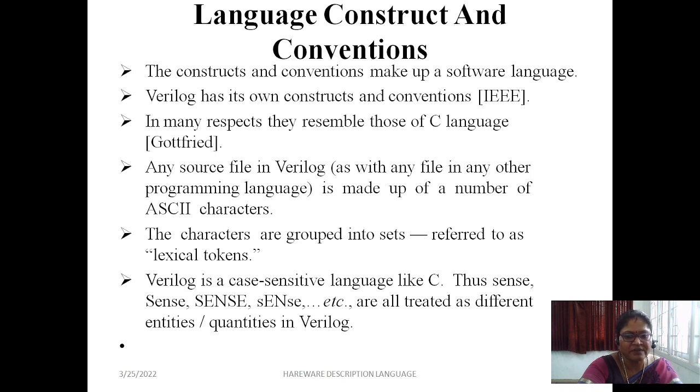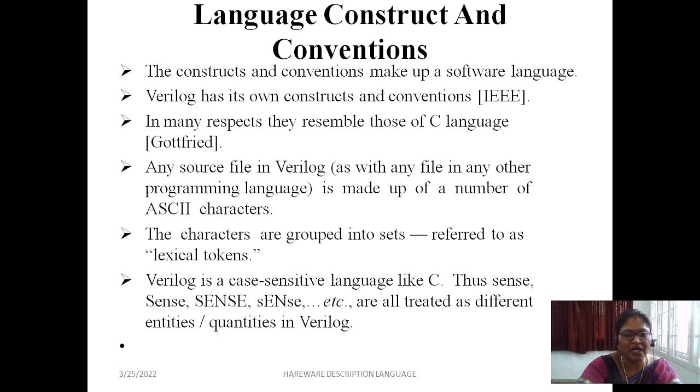So it is better to use one style of characters. For example, here the names are all in small letters, and here each and every name is represented a different way. In Verilog, each is a different one. So when you enter a keyword, we have to be very careful because it is a case sensitive language.